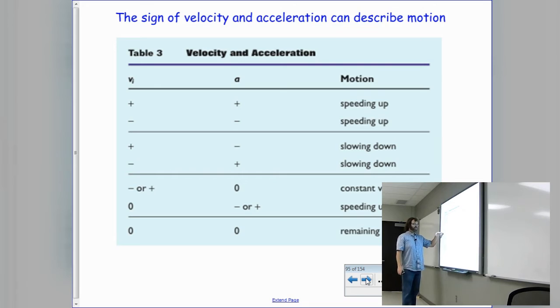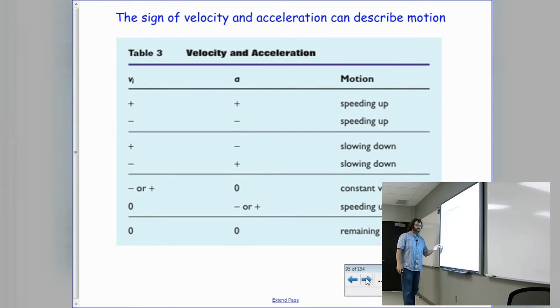So if the velocity is positive and the acceleration is negative, that object would be slowing down. But if the velocity is negative and the acceleration is positive, that object again would be slowing down. So if the signs of acceleration and velocity are the same, it's speeding up. If they are opposite each other, it's slowing down. If the velocity is positive or negative, it doesn't matter, but the acceleration is 0, that would mean the object is going to just continue doing what it's doing and moving at a constant velocity.